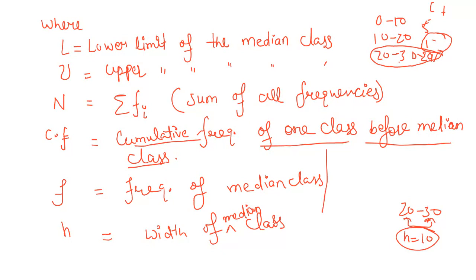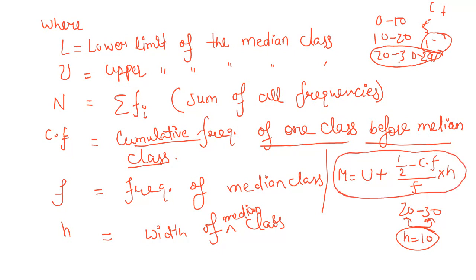Second formula of C part, that was M is equal to U plus N by 2 minus C dot F divided by F into H. That was the second formula. I hope it's visible. Formula is same, just here use U, upper limit, if your data is in descending order. With comma, here write down if the data is in descending order.